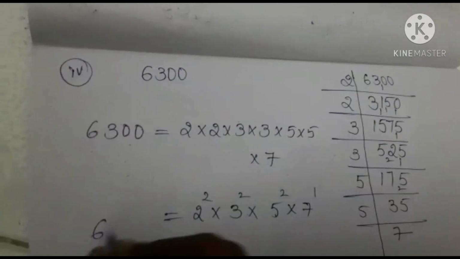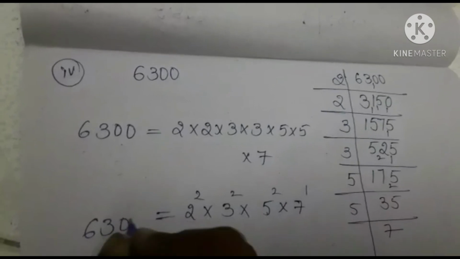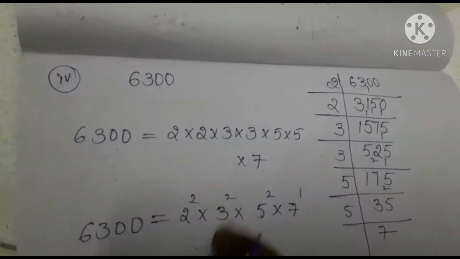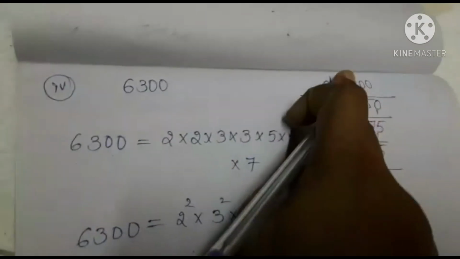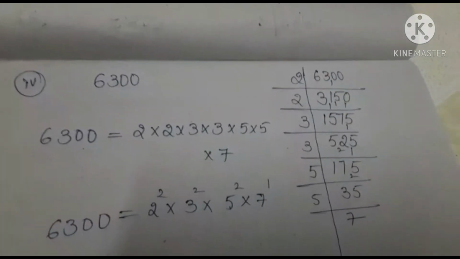So 6300 equals 2 square into 3 square into 5 square into 7 power 1 is the exponential form. We can use the factorization method.